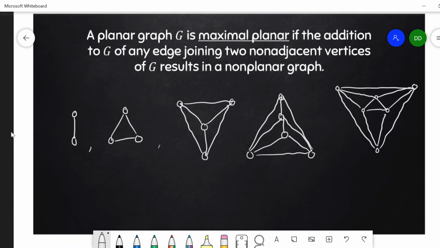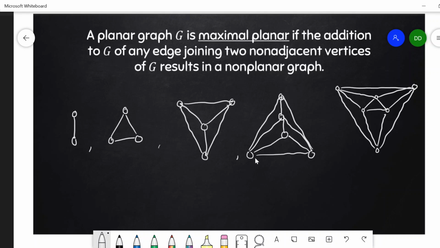Here are 5. We can have some small ones, like K2, which is maximal planar simply because I can't add any edges to it. Same thing for K3. It's planar and I can't add any edges to it. K4, again, I can't add any edges to it. And here we have what looks like K2,3 with some edges added into it.